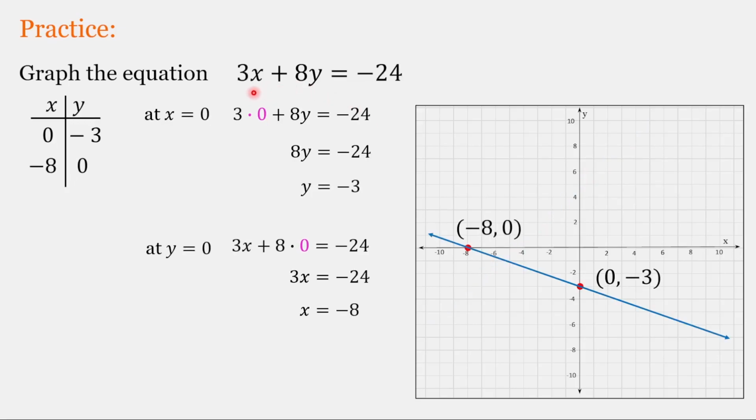With this second equation, we have 3x plus 8y equal to negative 24. Again, if we look at negative 24, it is divisible by both 3 and 8. So finding the x and y intercepts will be a good way to graph this equation. When x is equal to 0, we have a y-intercept of negative 3. When y is equal to 0, we get an x-intercept of negative 8. Again, plotting those 2 points, we can draw our line.